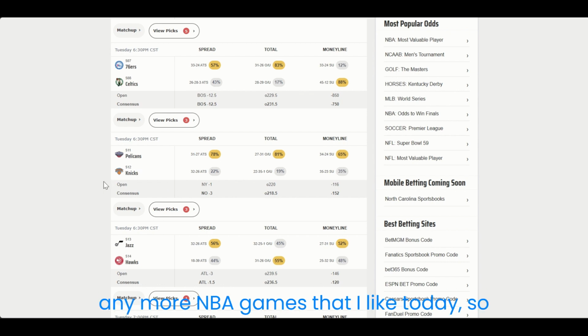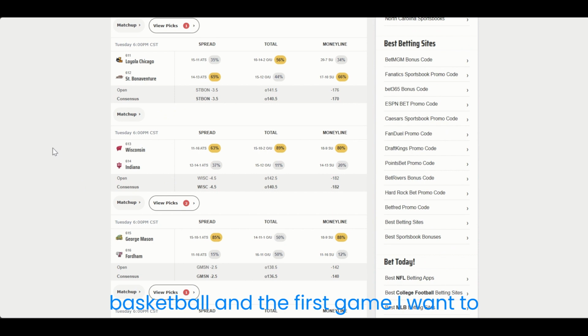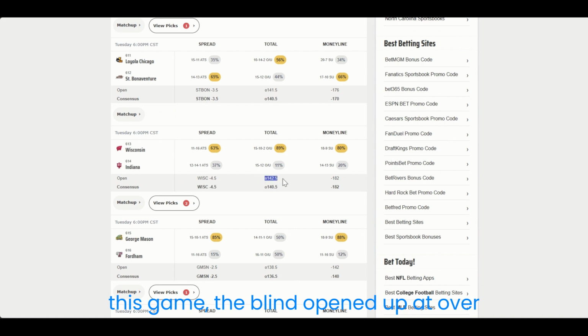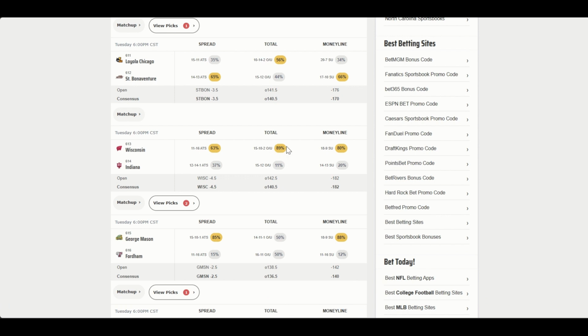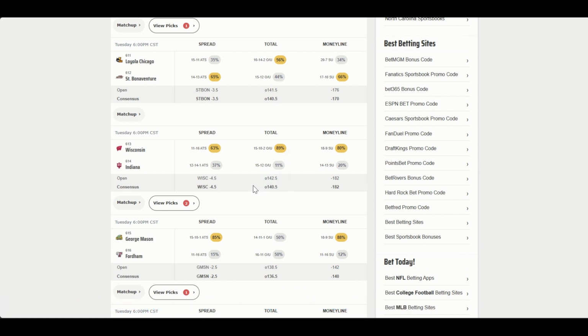So I didn't see any more NBA games that I liked today, so I'm going to hop straight into college basketball. And the first game I want to look at is Wisconsin versus Indiana. In this game, the line opened up at over/under 142.5, and then 89% of the public betting population chose the over, and then the line moved down to 140.5, so really similar to that Pelicans-Knicks game. So if people are already choosing the over at 142.5, then they're definitely going to pick the over at 140.5. But what this also means is that the sharps have money on the under. And so for this game, I would go with the under.